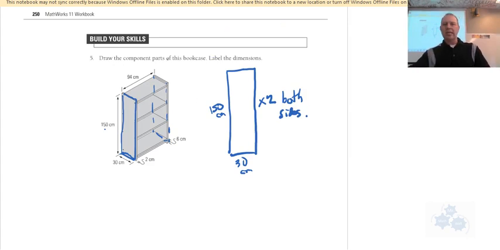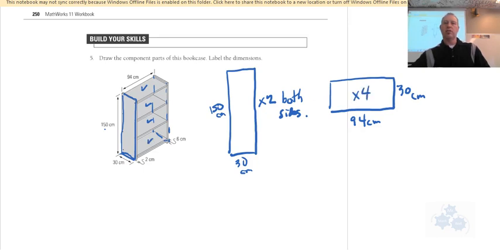Now what else do we need? We need the shelves. So again, a two-dimensional representation of what the shelves would look like. So let's draw another rectangle. This is going to be 94 centimeters. And what's the width here? Well, the width of the bookcase is 30, so we'll do 30 centimeters. And how many shelves do we have? 1, 2, 3. Looks like times 4. These are going to be the shelves. Okay? So again, this is just one way that you could show this.